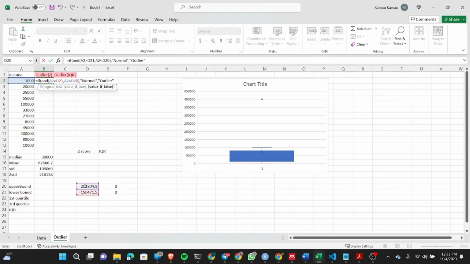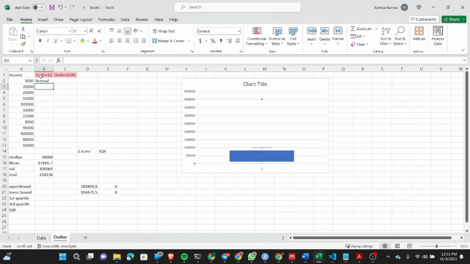So that's the logic we want to impose. But now we want to fix this cell because this one is not changing. What is changing is this income, and we also want to change this. These are fixed points within our Excel. So it's saying that this one is normal. That's the calculation that has been made in Excel. And you see, we only have one outlier, which is 400,000.